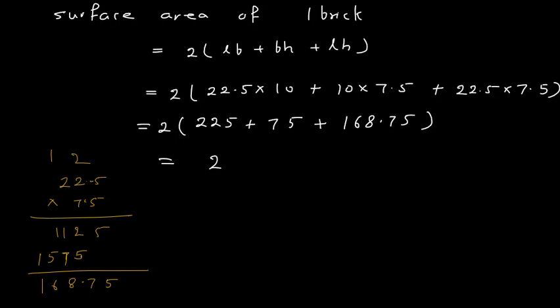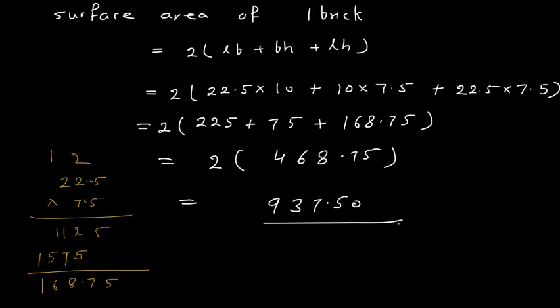So this is equals to 2 into, now after decimal 75, so I will write that 75. Then this 8, this 5 plus 5, 10, 10 plus 8, 18. Then 1 carry, 2 plus 1, 3, 7 plus 3, 10, 10 plus 6, 16, again 1 carry. This 2 plus 1, 3, 3 plus 1, 4, 468.75. Now with 2 when I multiply, 2 5 is 10, 2 7 is 14, 1 15, 2 8 is 16, 1 17, 1 carry, 2 6 is 12 plus 1 13, 1 carry, 2 4 is 8 plus 1 9. 937.5 is the surface area of one brick. This is centimeter square. Okay.